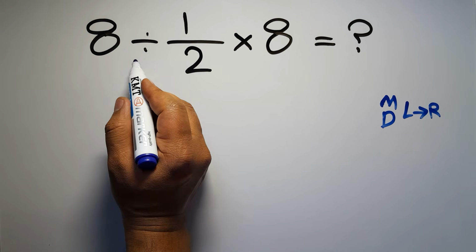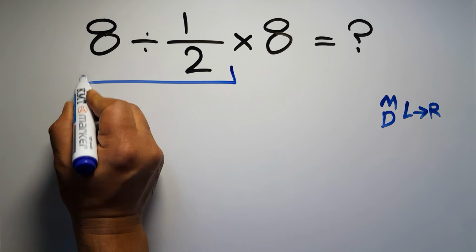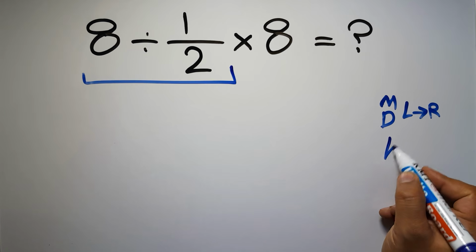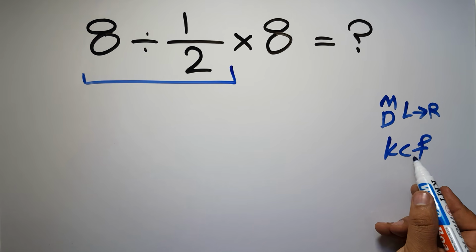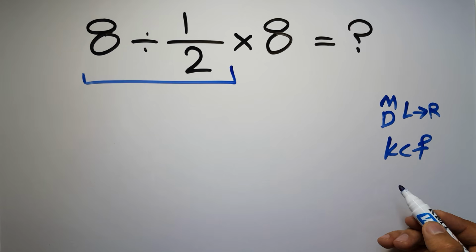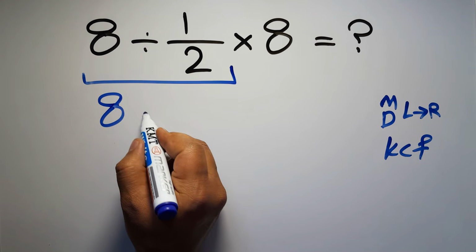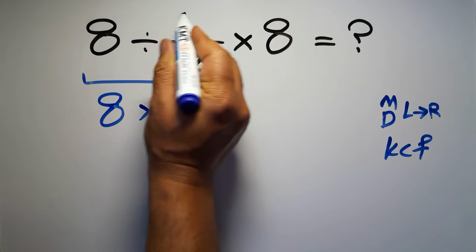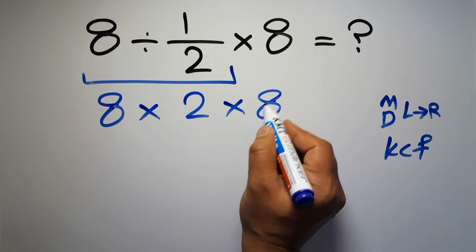So first we have to do this division. 8 divided by 1 over 2. According to the KCF rule, K stands for keep, C stands for change, and F stands for flip. We can write keep the first fraction, change division to multiplication, and flip the second fraction. And here we have times 8.